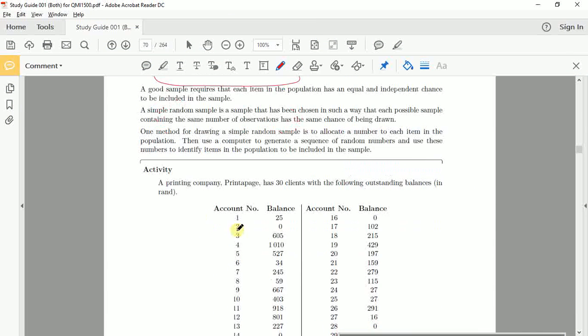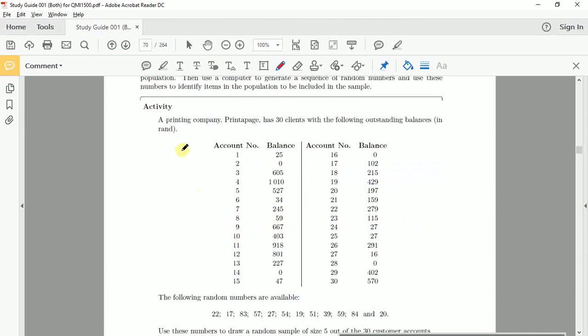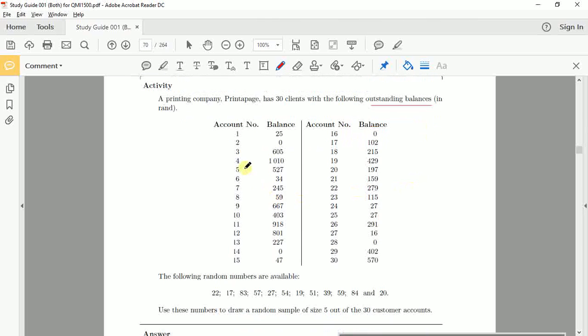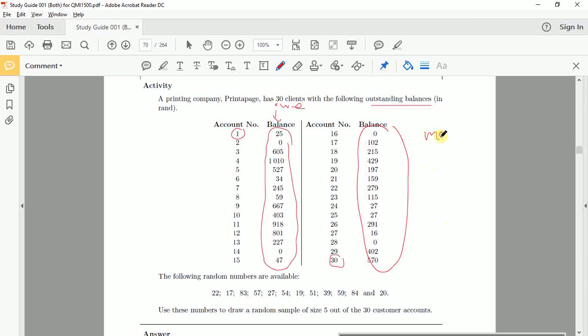Alright, so here's an example. A printing company, Print Page, has 30 clients with the following outstanding balances. How many clients? 30. Client 1 to client 30. Their balance is how much they owe the business. So if you wanted to know what the average was, you would have to take all of that and then work out the mean.